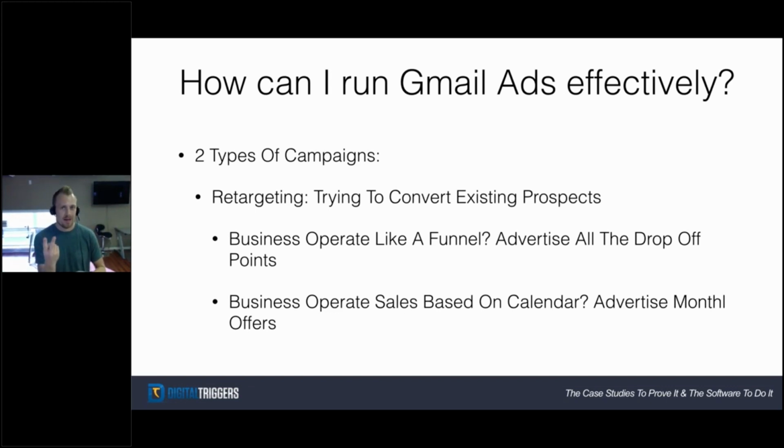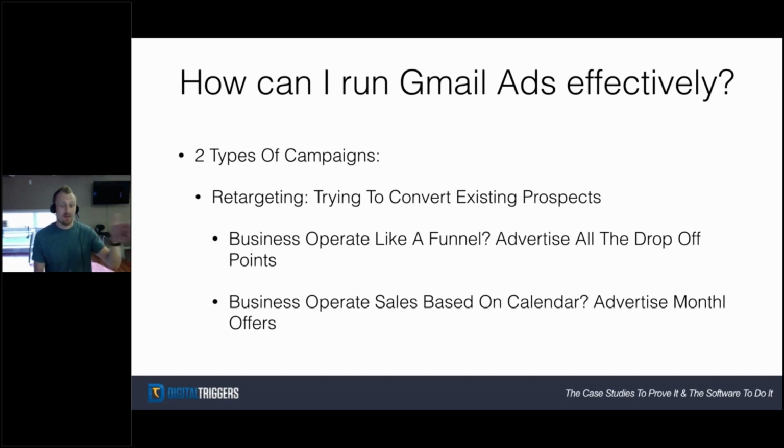So there's two types of campaigns that you can run. I don't think there's any other. First is retargeting, right? All that you're trying to do with that is convert existing prospects into buyers. And when I think about retargeting for businesses in general, not just Gmail, I want to know, and I'm making a mental note in my head, if the business runs like a funnel. Is it an info product? Is it software?